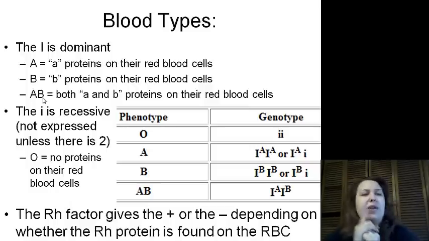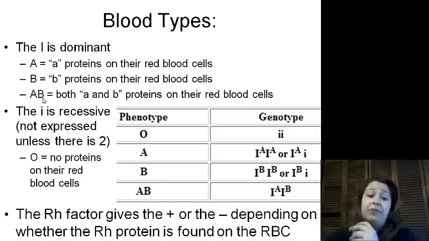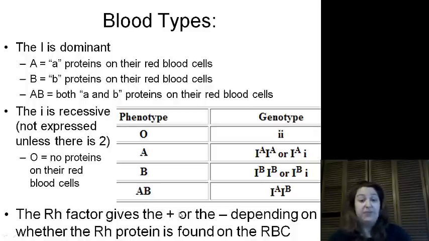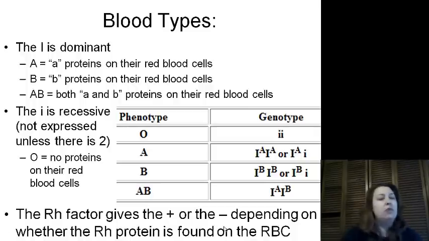Now you're probably wondering, where does that plus and minus come in? We have 1 more protein that can be found on our red blood cells, and that's called the Rh factor, or the rhesus factor. If it's positive, we have the Rh factor on our blood. If it's negative, that means you don't have it on the blood. We really won't be using the Rh factor in our Punnett squares, but you might hear it come up later on in this unit.